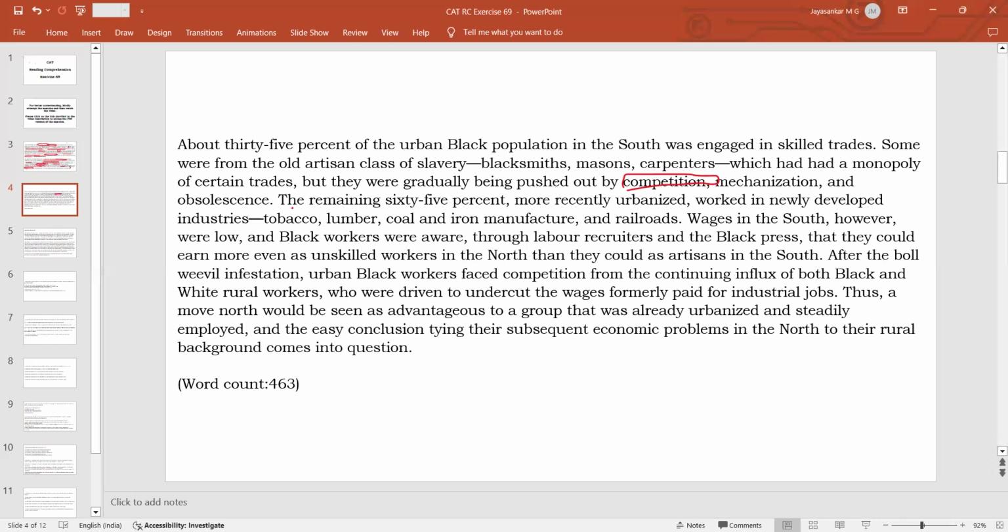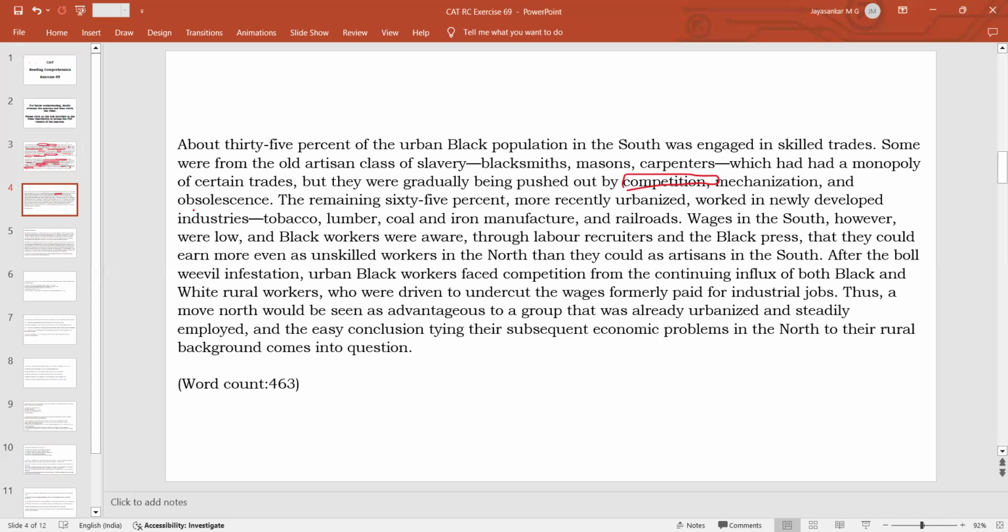There was mechanization and obsolescence. Obsolescence means their skills are getting obsolete or outdated. So they are not getting their skills updated according to the new technology, and they are becoming obsolete. Because of this, they were facing pressure in finding jobs.